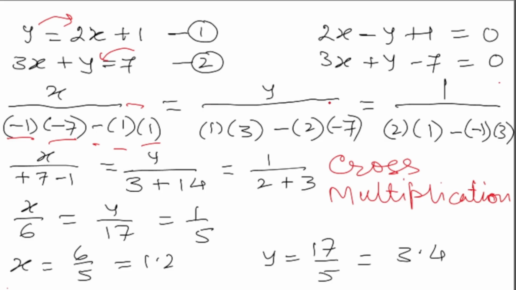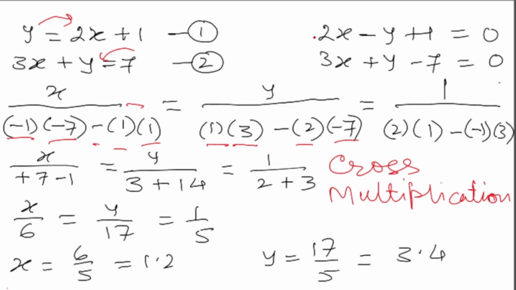Now under y we have to multiply the coefficient of x and the constant value. That means 2 into minus 7 and 1 into 3. So we start from the right hand side. First of all, we will take 1 into 3, and 2 into minus 7, is equal to 1 upon.